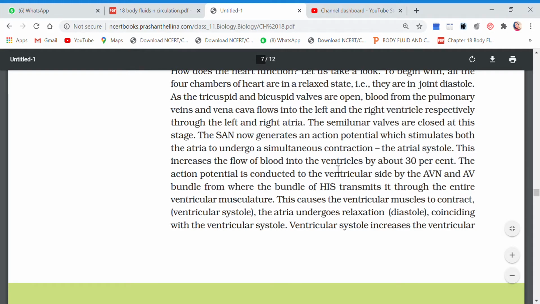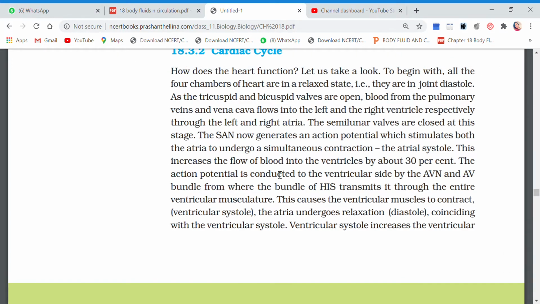And then what happens? The action potential is also conducted. Now children, remember that stimulus is always passed on. The stimulus is passed on. Who generated or who started it?